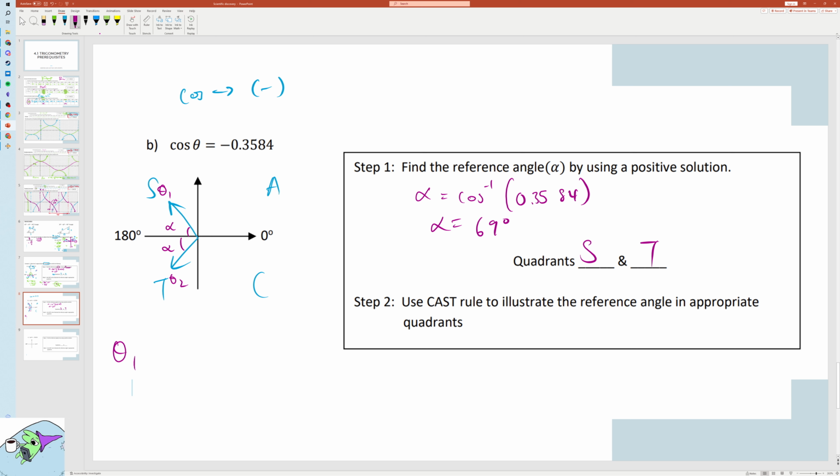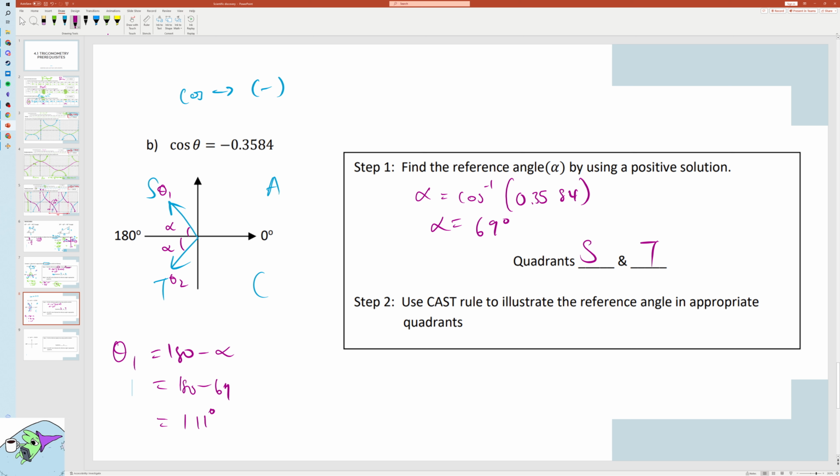Well, we will have to start at 0, and we'll want to go to 180. We can only go to 180 or 360 or 0, so we have to go to 180 first. And then from there, we've gone too far. Look at that, we already crossed over theta 1, so we have to back it up by alpha. So our end result will be 180 take away 69, which is equal to 111 degrees.